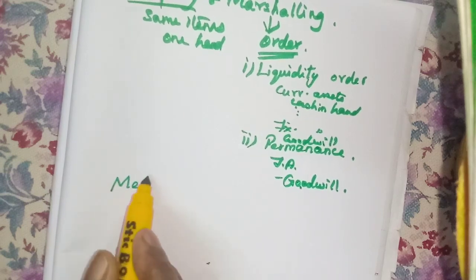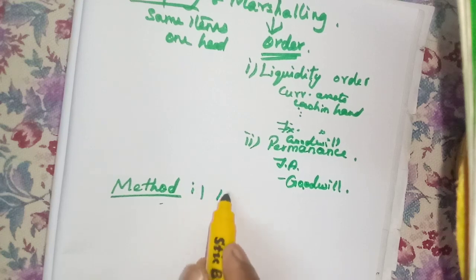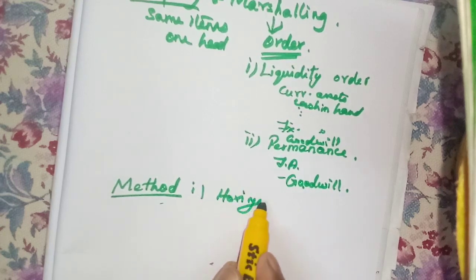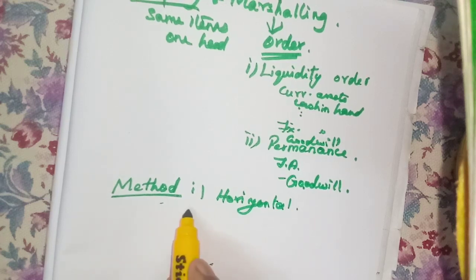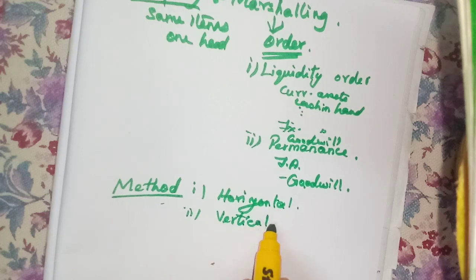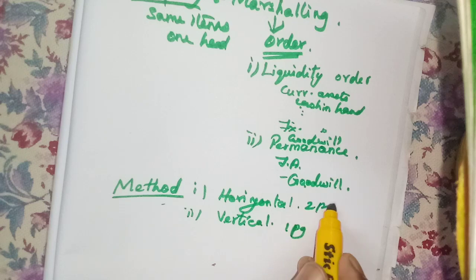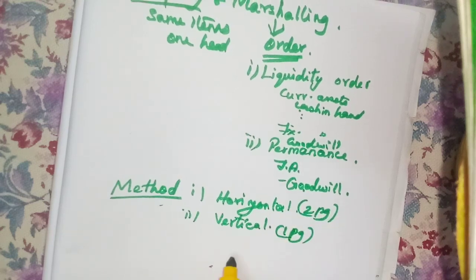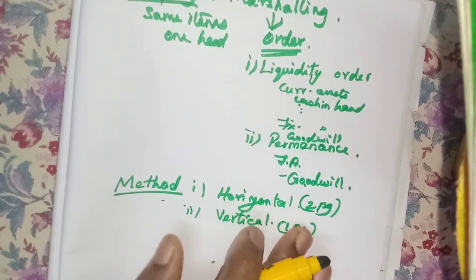Again, here are two methods of preparing the balance sheet. One is the horizontal form, and that is what we are going to prepare. Another one is vertical. The vertical form uses only one page, like a statement. Here we use two pages, isn't it? This horizontal form we are going to learn.